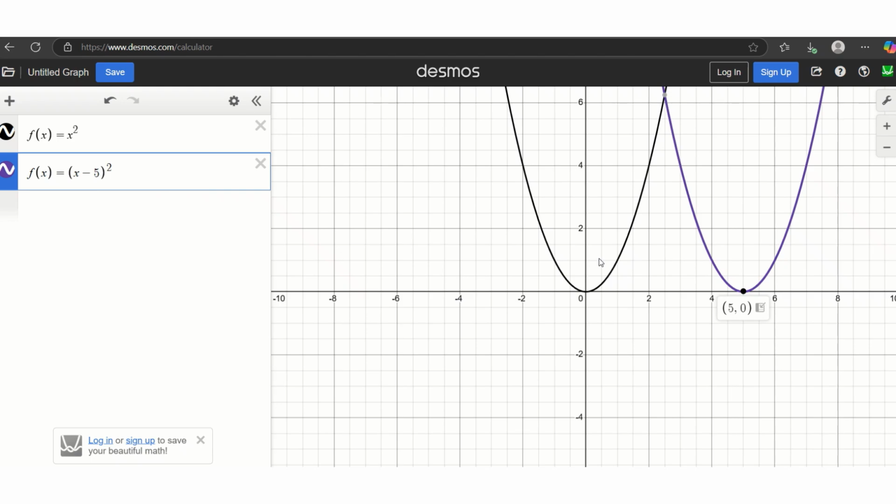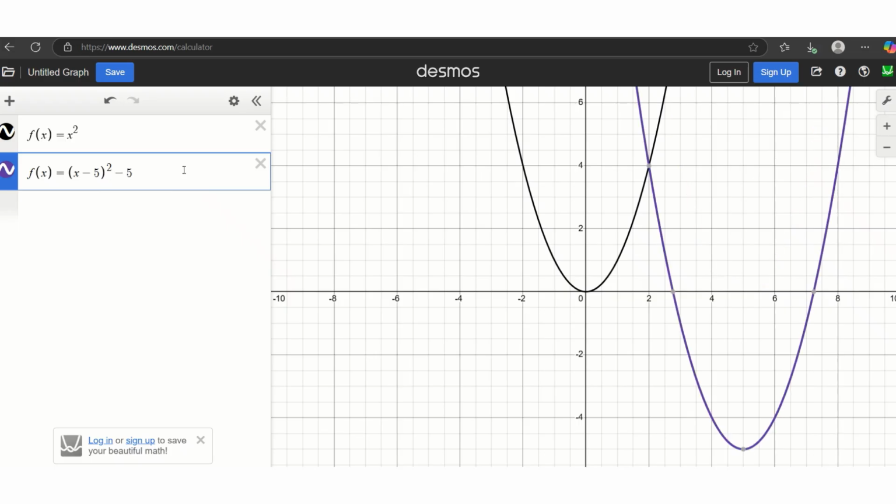So you've got different places where you can add and subtract. Right now it's going to the right 5. If I do a -5 on the outside, now it goes to the right 5 and down 5. So you can see the 5 there. I think it's probably, I can see it just fine. I think it's probably right on the bottom of your screen.